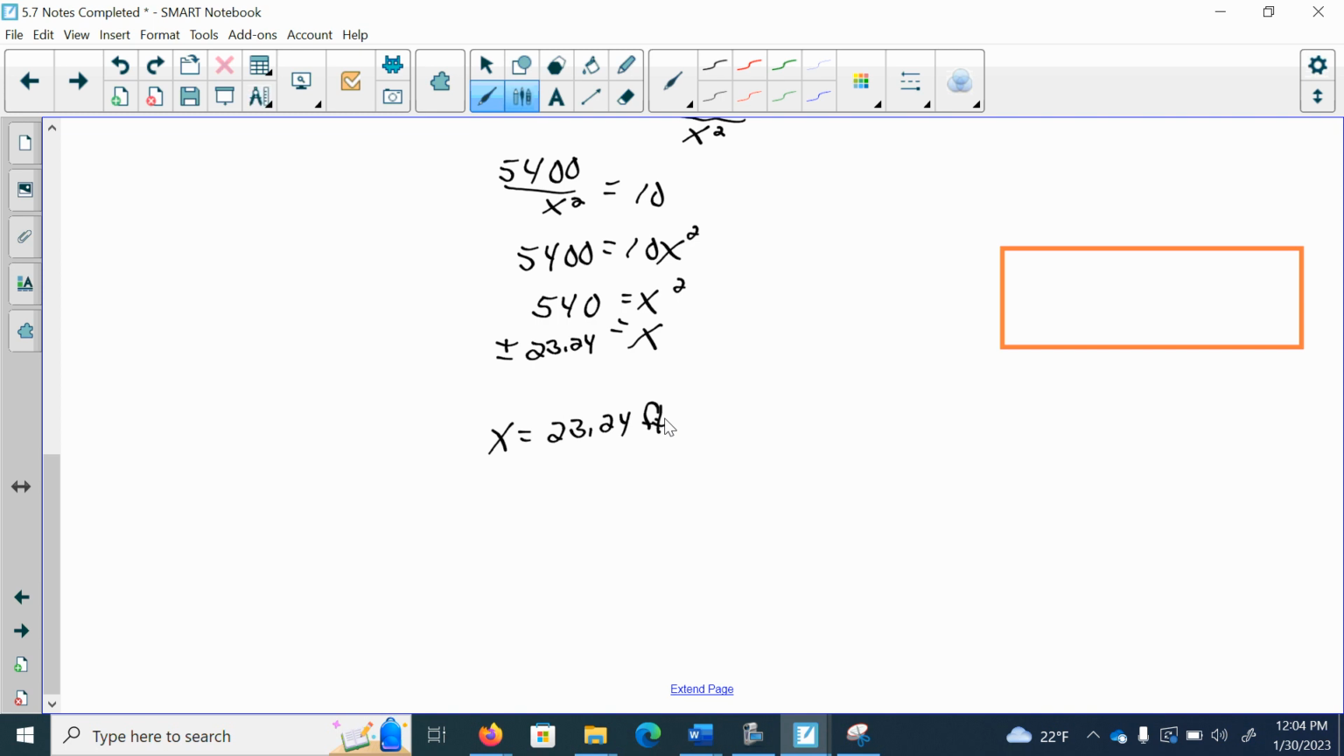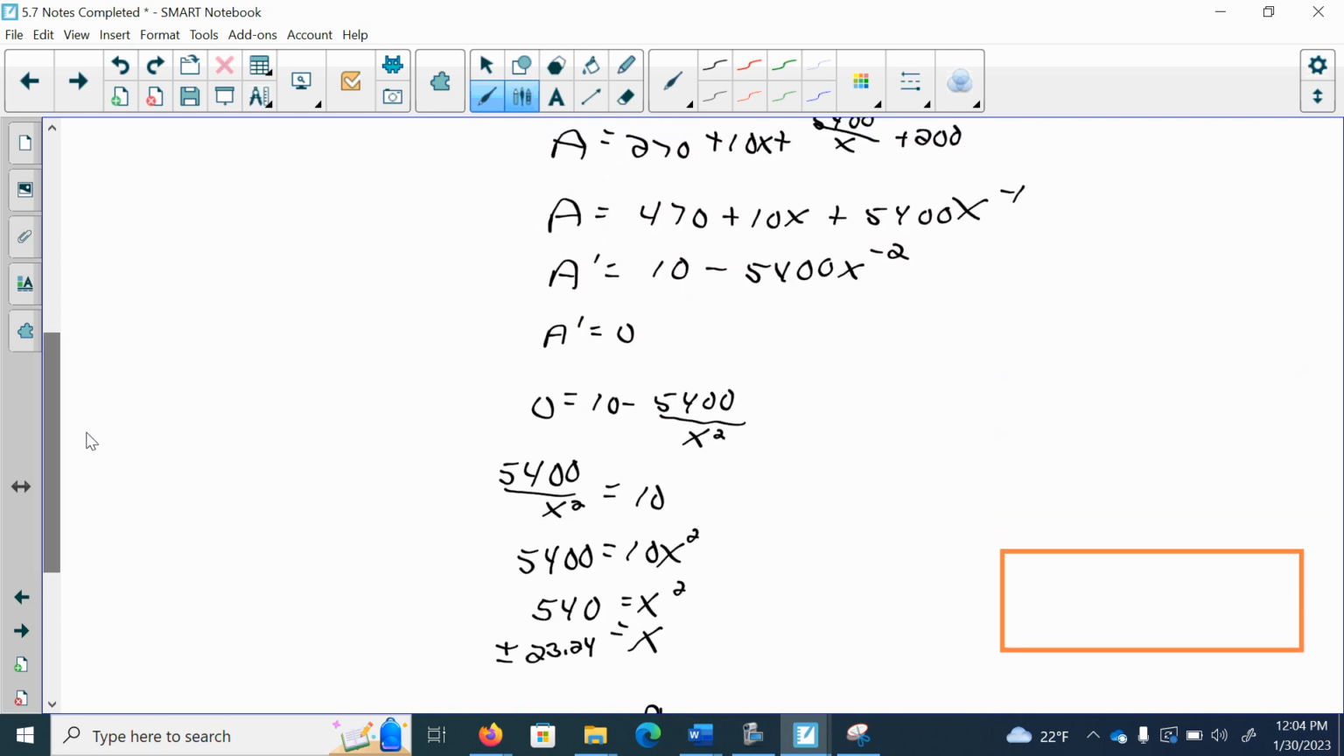oh, I have the other thing too. I have to find when my derivative is undefined. And since I have this in the denominator, that's going to happen when x squared is equal to 0. So x is equal to 0. Now, one's probably going to be a min, one's probably going to be a max. So I can either set up my table or I can find my second derivative. I'm just going to go ahead and find my second derivative. I think that's going to be easier.